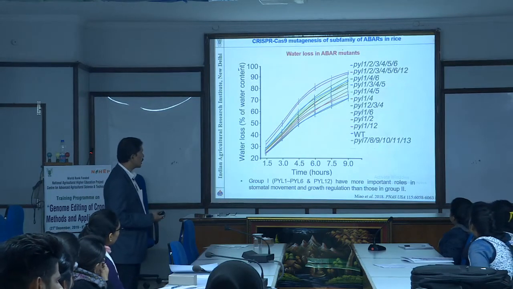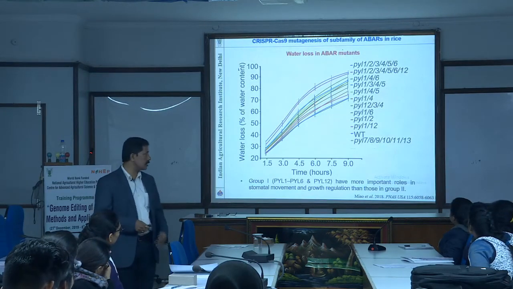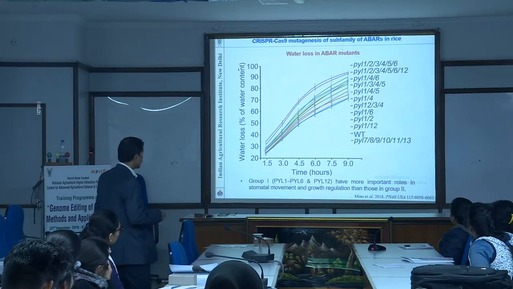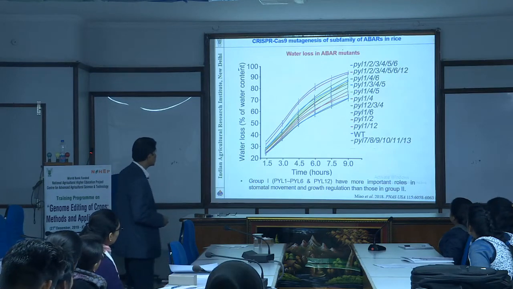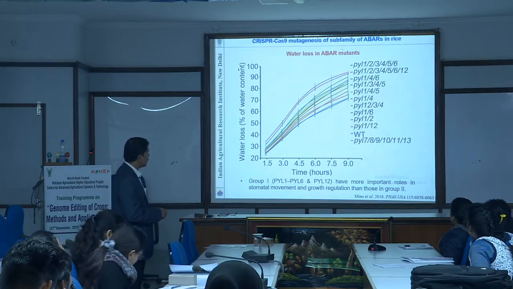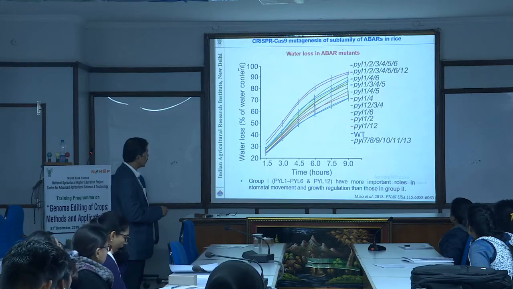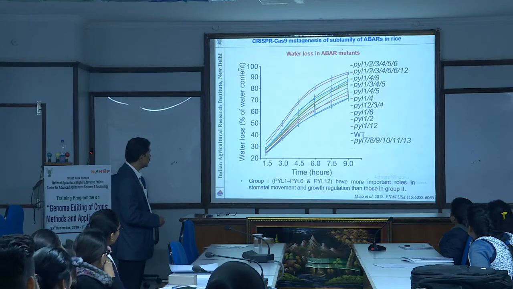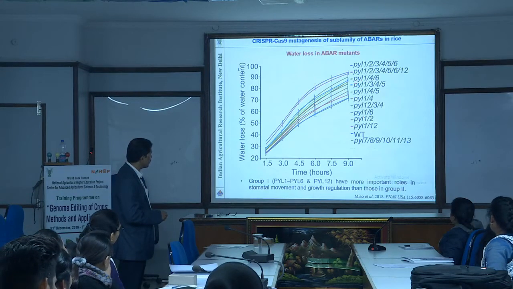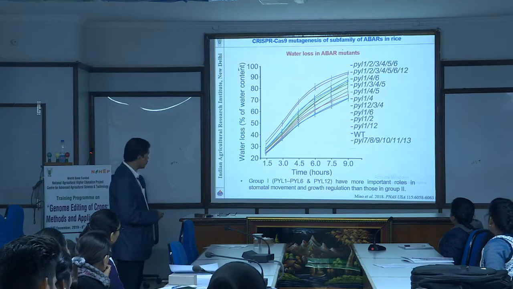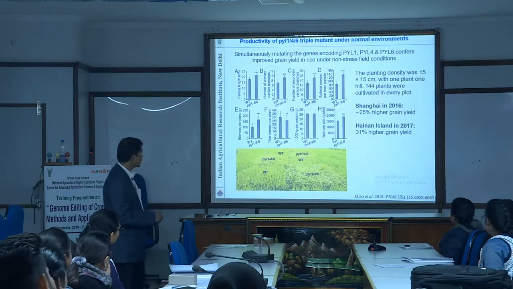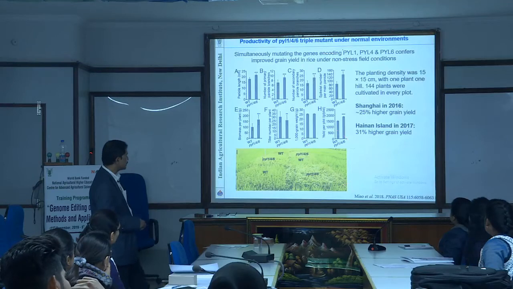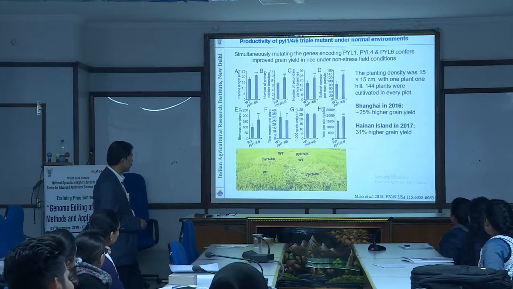And then they also analyzed the water loss to see how it is going to affect stress response. So in this case, if you have mutation in many genes, the plant is going to lose more water. But if you have mutation in few genes, maybe the plant is going to lose water in an intermittent way.